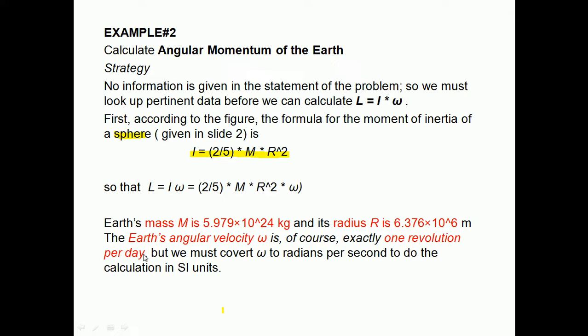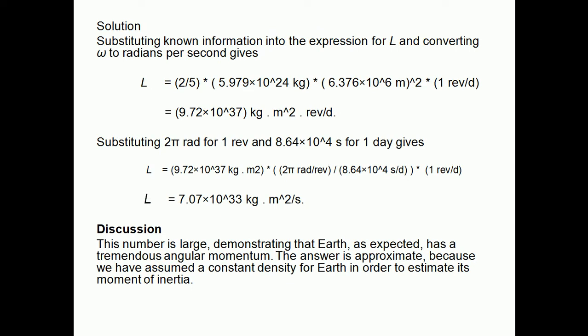So all the values are available. Mass is equal to this value, radius is equal to this value, and then the angular velocity is equal to one revolution per day. We will put the values in the equation and find the angular momentum of the earth.